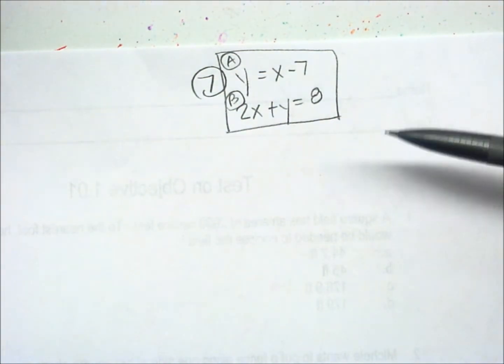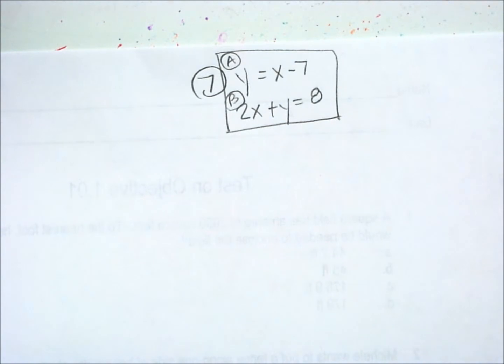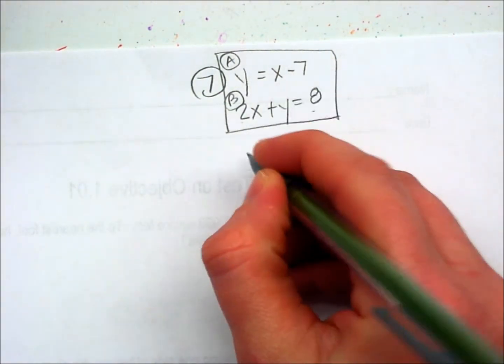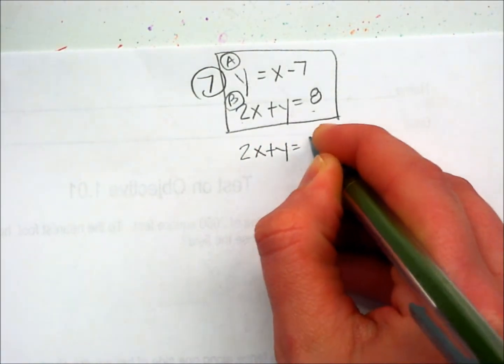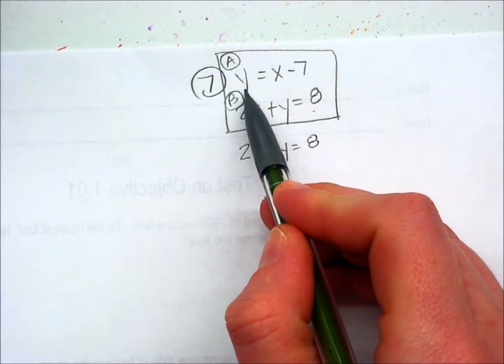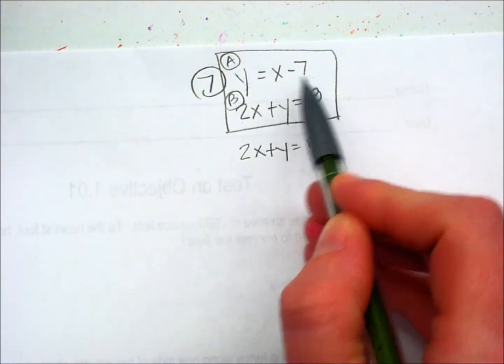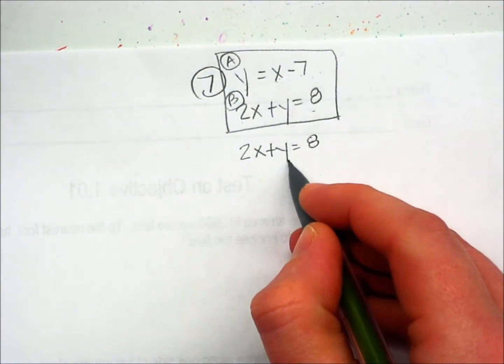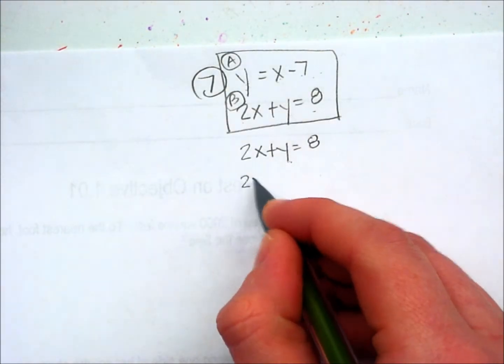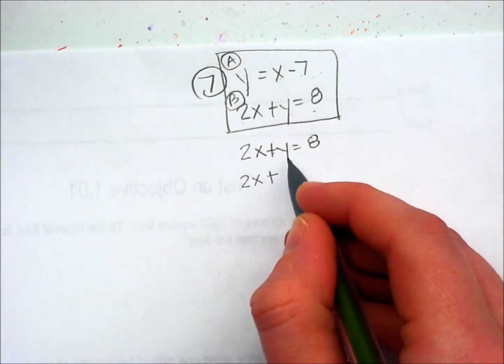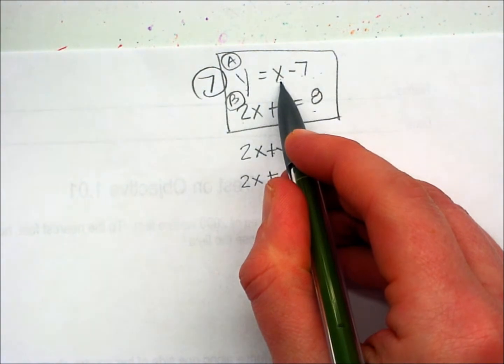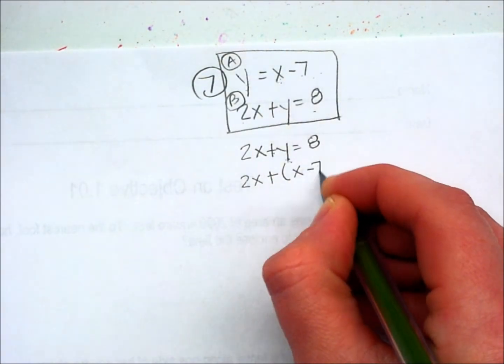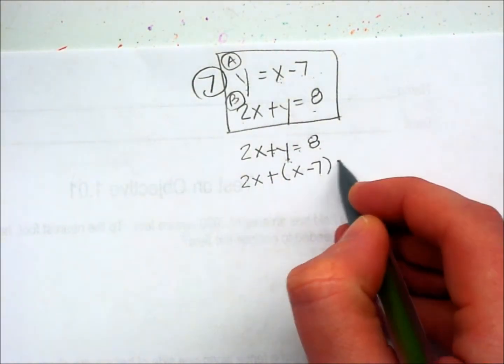But look at your two choices. Equation A has already been solved for y. So you don't have to do that first step. You can just go ahead and substitute this in place of y. So I'm going to rewrite my second equation, equation B. But since I know that y equals x minus 7, I can substitute x minus 7 in place of y right here. So I'm going to bring down the 2x, bring the plus sign down, and instead of y, I'm going to write x minus 7, and I'll put that in parentheses. Equals 8 needs to come down.